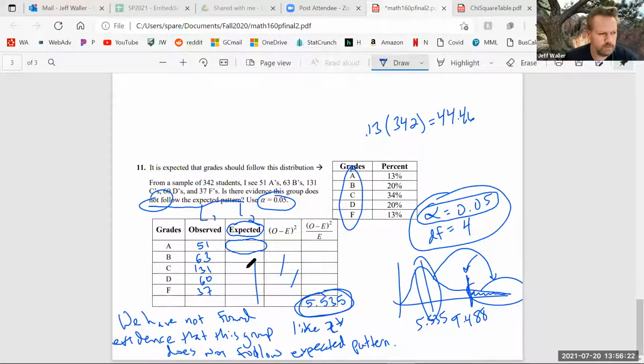Anything about that? Did I take it away too quickly? Oh, yeah. We're going to talk about that today. Somebody's asking me about the two sides of the chi-square chart. In fact, maybe I'll talk about it right now.